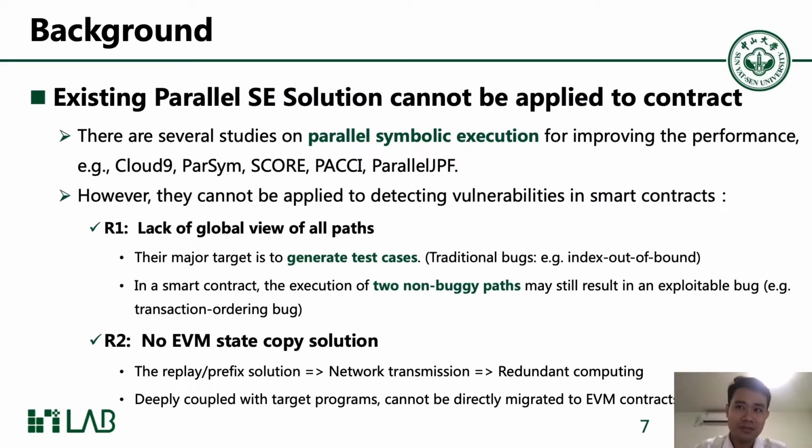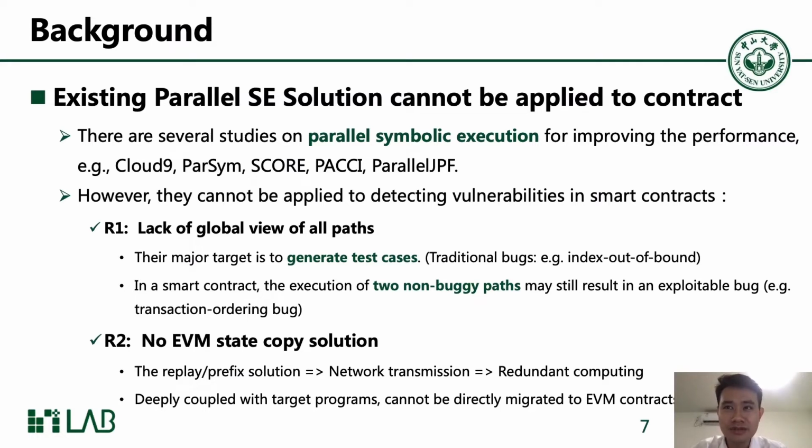Smart contracts are different from traditional programs. In a smart contract, the execution of two non-buggy paths may still result in an exploitable bug, such as the transaction ordering bugs. Hence, for those vulnerability patterns depending on the global variables during the symbolic execution of contracts, previous studies cannot work.